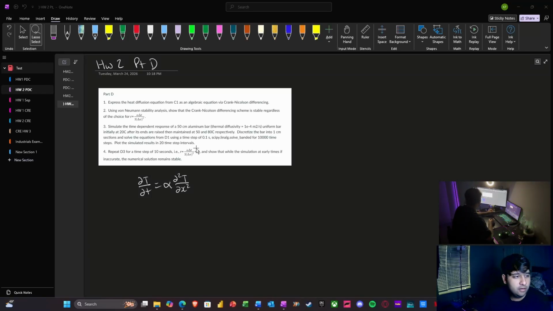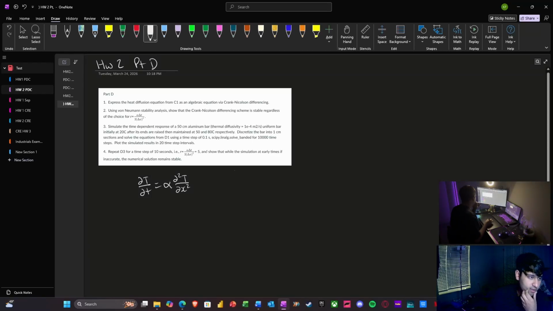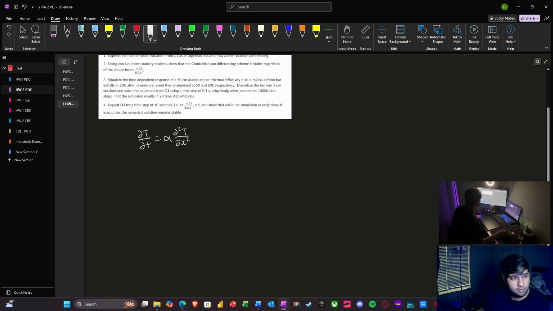So this is part D of homework 2, and what we've got today is we're going to be expressing our heat diffusion equation that we found in part C as an algebraic equation via the Crank-Nicolson differencing, and we're going to be using the von Neumann stability analysis to show that what we found is stable regardless of the choice of our R value, which is given in that second step. And then I'll explain the Colab stuff later on, but we're just going to get started.